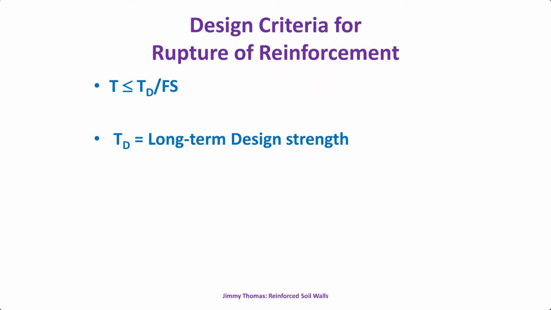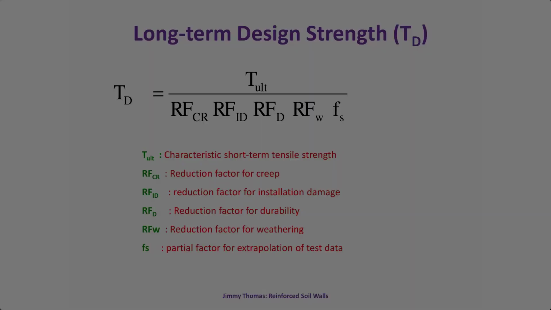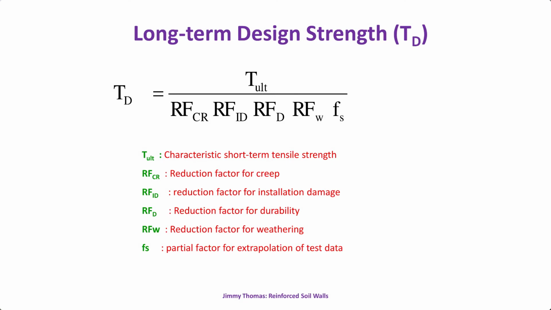Now I have calculated my tension, and the design criterion is that the tension should be less than the design strength divided by the factor of safety. Here it is the long-term design strength. What is the long-term design strength? This is the ultimate tensile strength, which we get from a tensile test: we put the reinforcement into a tensile testing machine and pull it, and the load at which it ruptures, or the maximum load, is the tensile strength.